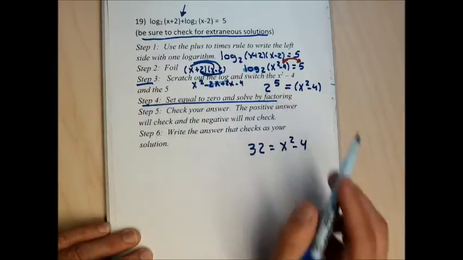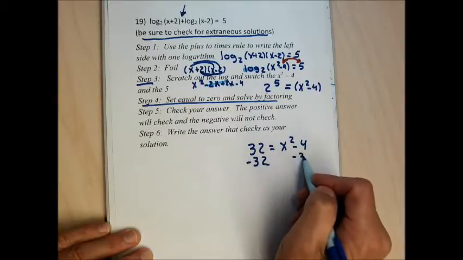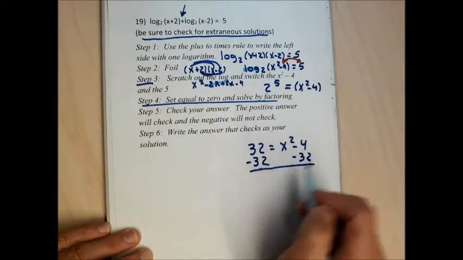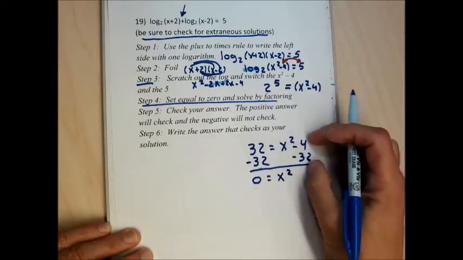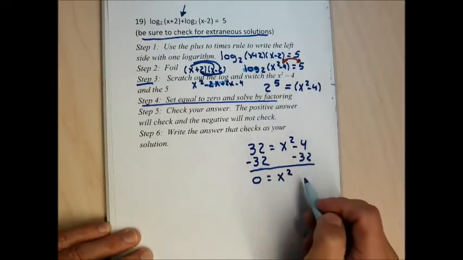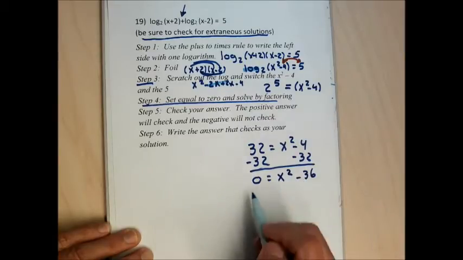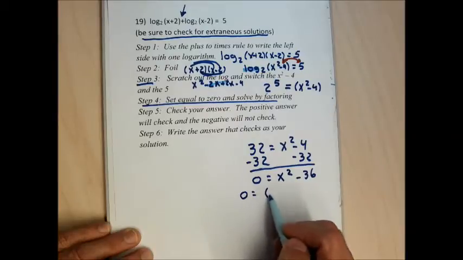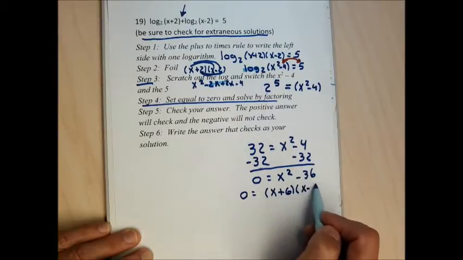I'm going to set it equal to 0 and solve by factoring. So I'm going to subtract 32 from both sides. That's going to give me 0 equals x squared, and you're going to add the numbers because they're both negative. You get 0 equals x squared minus 36. I'm going to factor that into x plus 6 times x minus 6 equal to 0.